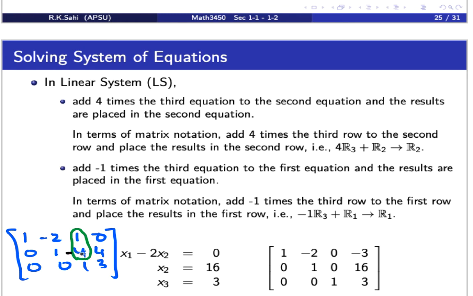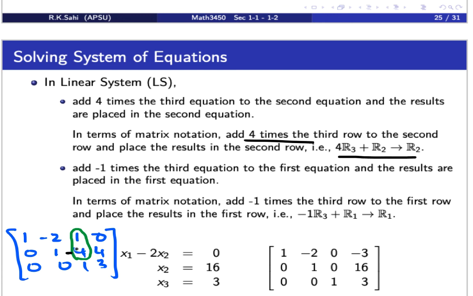So I want to make this to be 0, this to be 0. So we're going to multiply the third row by 4 and add it to the second row. The change is going to be made in the second row. So it's 4 times R3 plus R2 goes to R2.